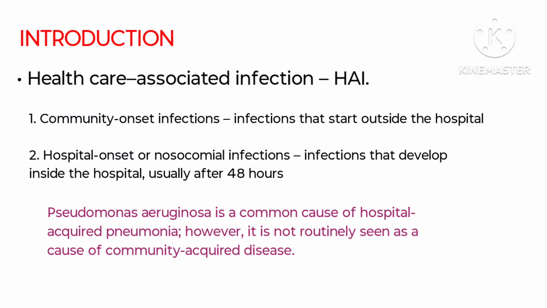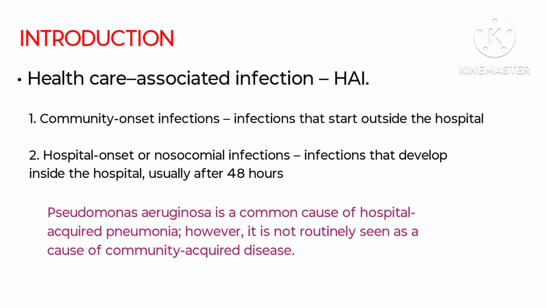Now let's see what is community onset infection. Community onset infection means that starts outside the hospital. Let's see a simple example for community onset infection. Take a family, consider that father has a ringworm infection. If any of the family member uses the object used by the father, then there is a high chance that they may also get infection.